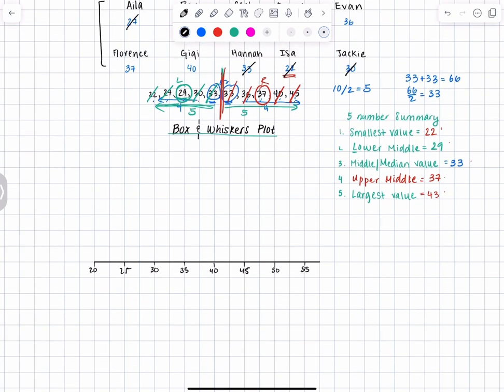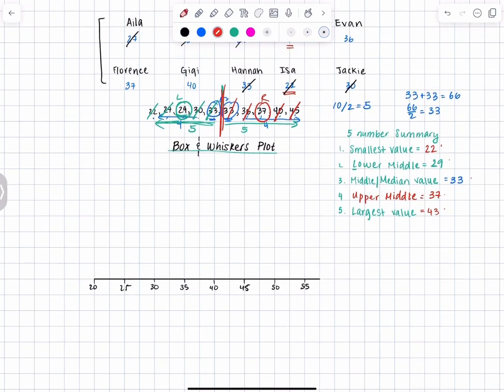So our smallest value is 22. In a box and whiskers plot, we do not place points. We draw lines instead. So at the 22 mark, we're going to draw a line. 22 is around here. Notice that where you put the line vertically, I can put it this high or this high, it wouldn't matter as long as you're putting it in one place. All the other number summaries should be on that same line as well.